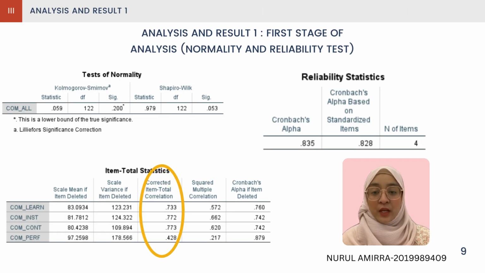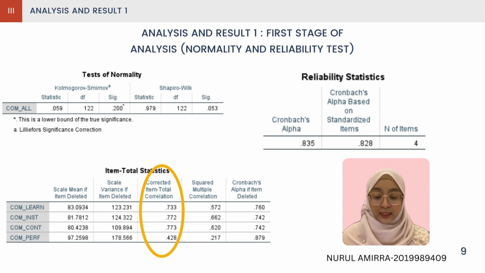I would like to explain analysis and result 1. The first stage of analysis is the normality test and reliability test. The first table is the test of normality. Based on the table, the significance level P is equal to 0.2, which is more than P equal to 0.05. It is assumed that the data is normal.